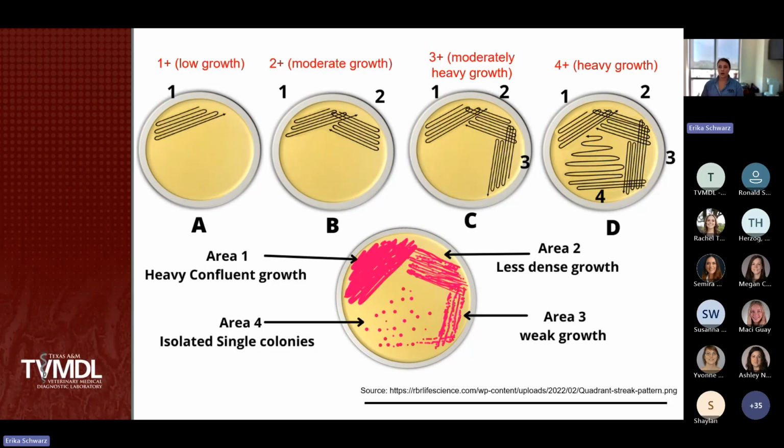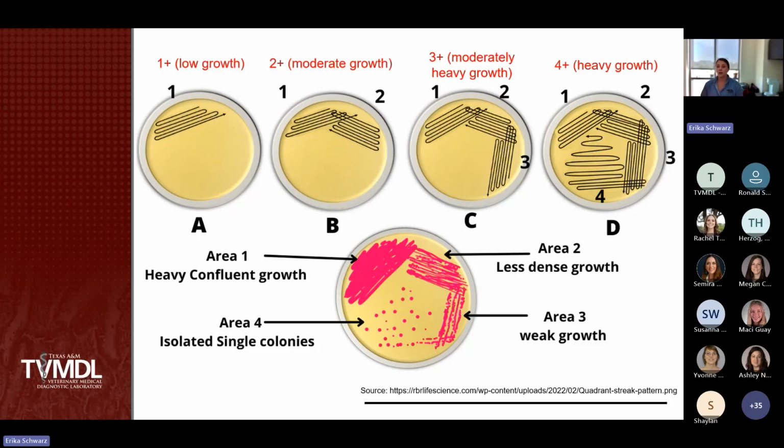Sometimes on reports, we'll note how much growth we have of a specific organism, and we use 1+, 2+, 3+, 4+. That corresponds with the growth in each of these quadrants. So for example, if you see 1+ on a report, that means we only saw growth of an organism in the first quadrant. This is considered low growth, as there wasn't enough of the organism present to achieve growth at the less dense quadrants. On the other hand, 4+ would correspond with very heavy growth, as it's still present in the most dilute quadrant.